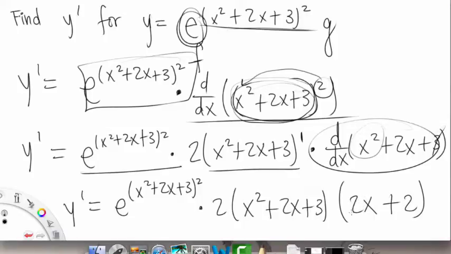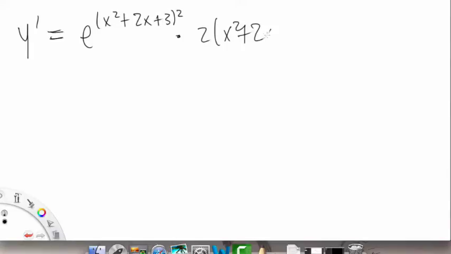We can just leave it like that, and then I'll go one more step further on the next slide and simplify it for the final answer. So y prime is equal to, I'll just write down what we had on the last slide so we don't forget: e to the (x squared plus 2x plus 3) squared, times 2 times (x squared plus 2x plus 3), and then finally 2x plus 2 at the end.